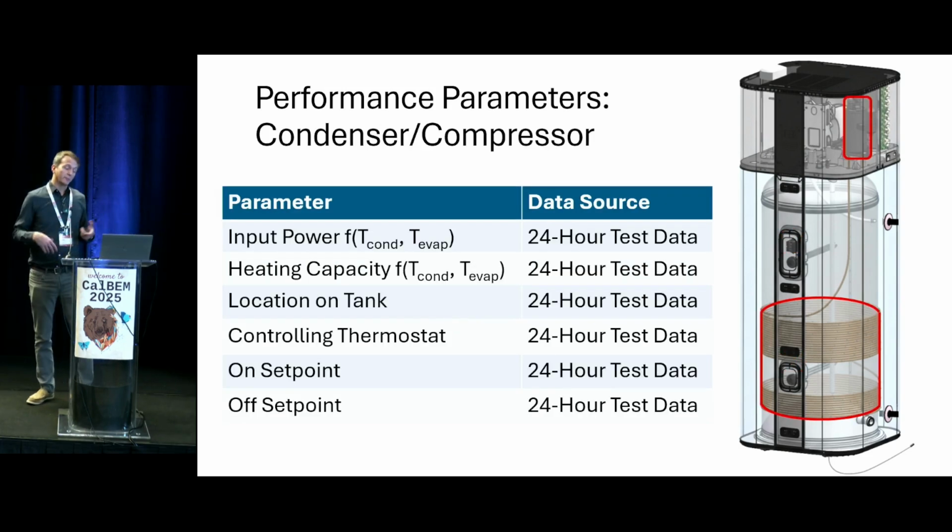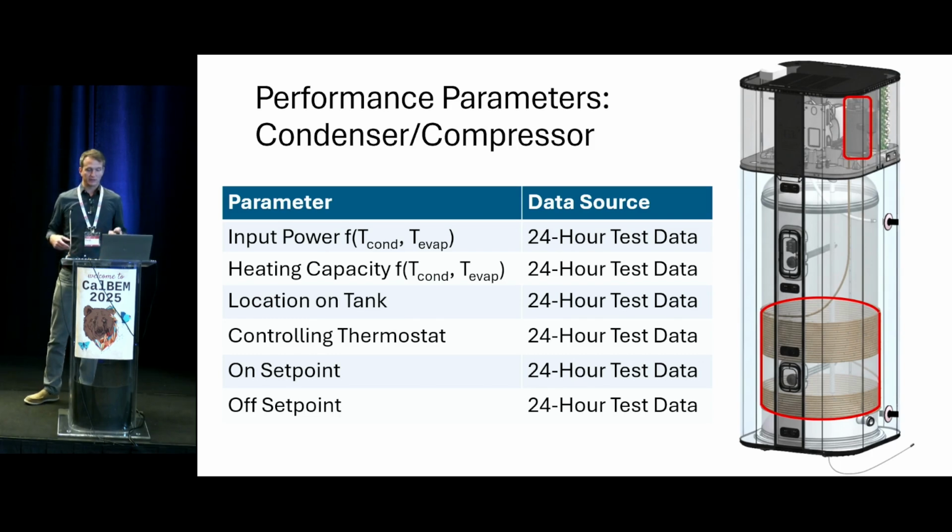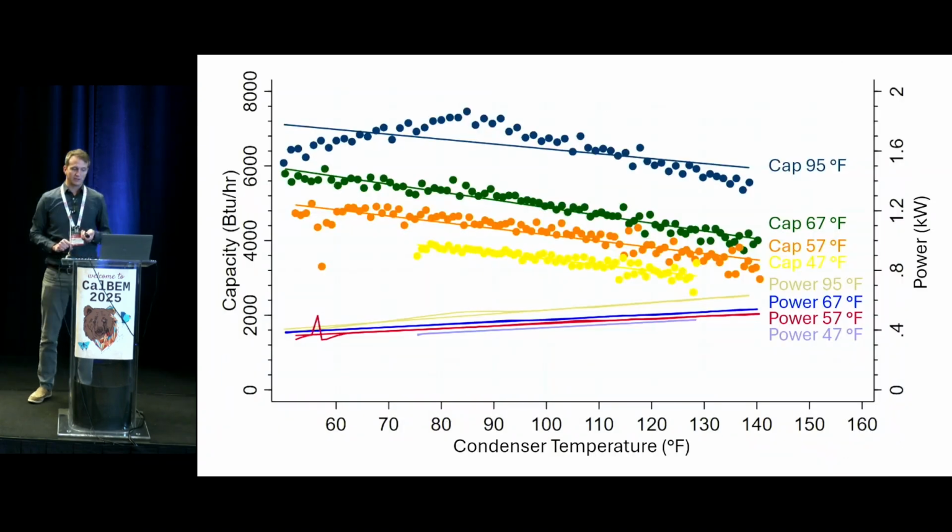The next piece, and the biggest piece, is the performance parameters for the condenser and the compressor. So the power goes into the compressor at the top, and then the heat is added in the condenser in the tank. And like any other refrigerant system that we model here, we know that the actual performance is going to depend on what the temperatures are at the condenser and what the temperature is at the evaporator. So here is some experimental data that illustrates this.